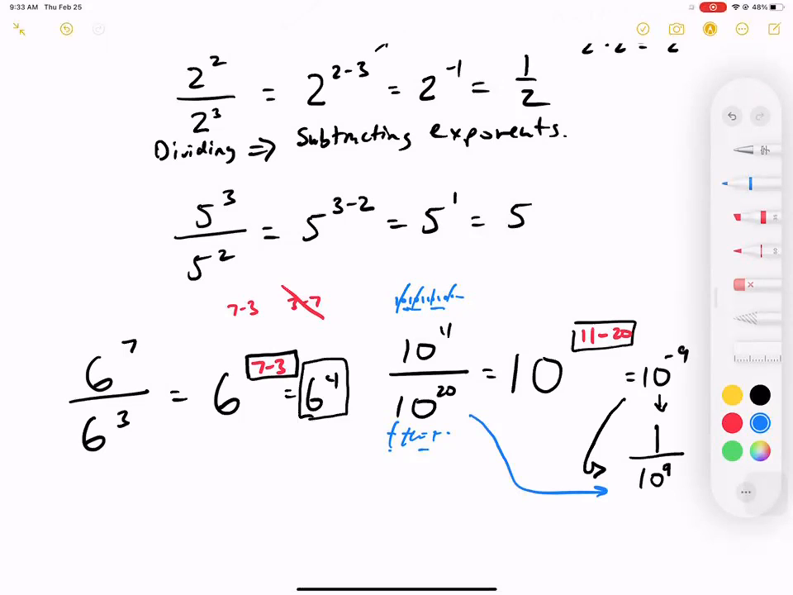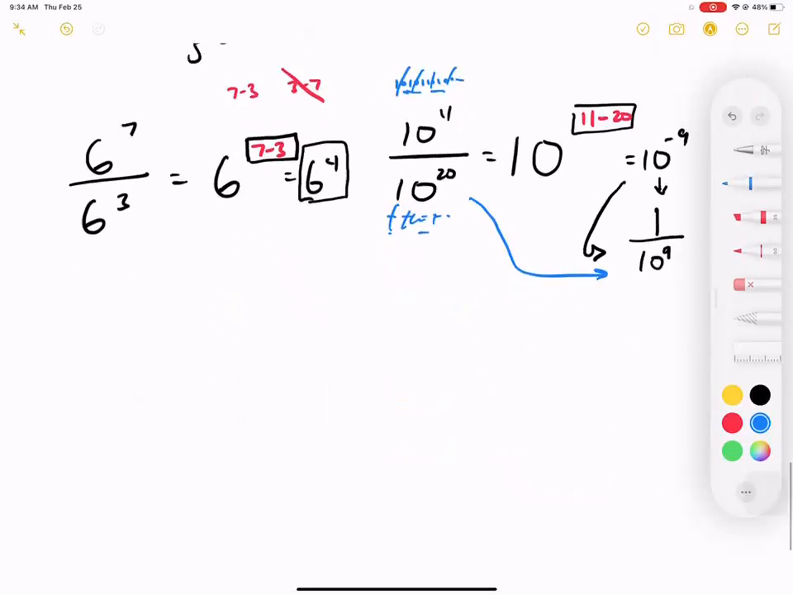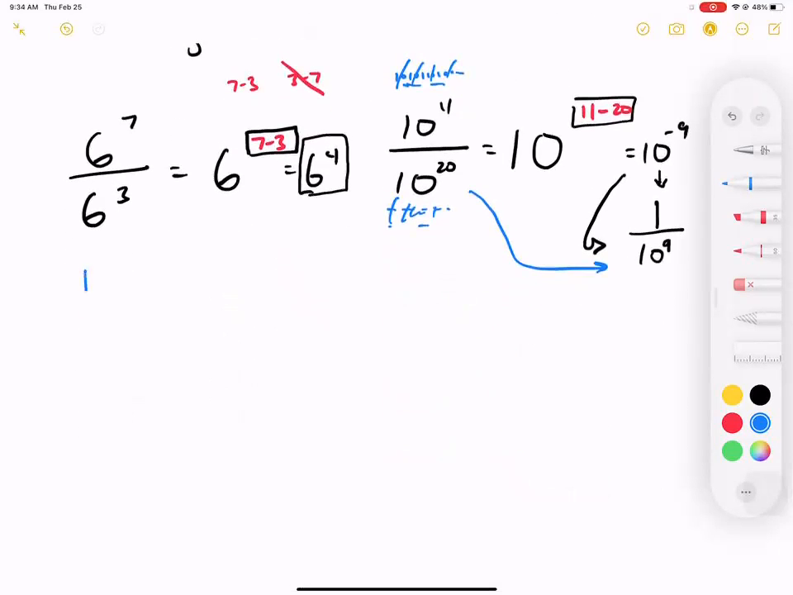Hopefully you can see that 20 cancels out with 11, leaving 9. But where are they? Are they on top or bottom? They are on bottom. Okay. Now, I have one more thing. Just as a side note, here's an advanced skill. The advanced skill is to say this, using every rule that we've talked about.